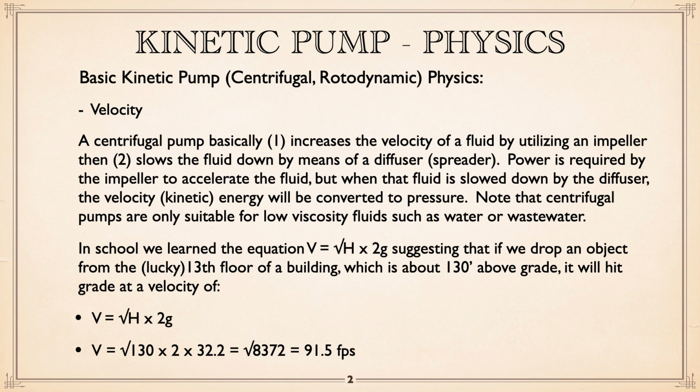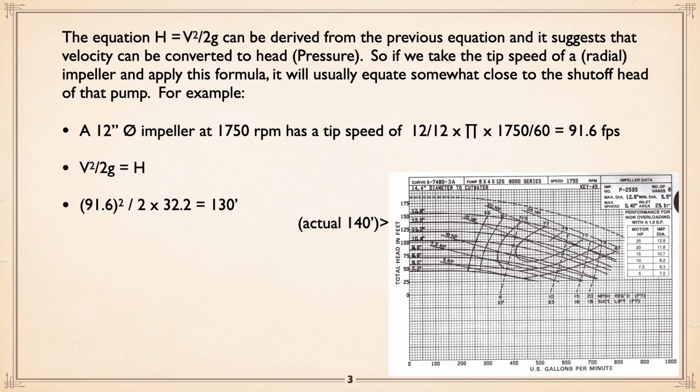Now, if we take this high school equation there, we know if we drop something from the 13th floor of a building, which is about 130 feet above grade, it will hit grade at a velocity of about 91.5 feet per second. Conversely, if we fire something up from grade level at, say, 91.6 feet per second, it will rise back up to 130 feet. The tip speed of a 12-inch impeller at 1750 RPM is 91.6 feet per second, which means the head should be about 130 feet at that velocity.